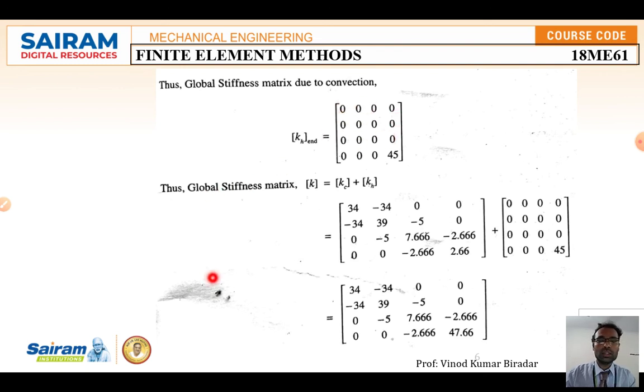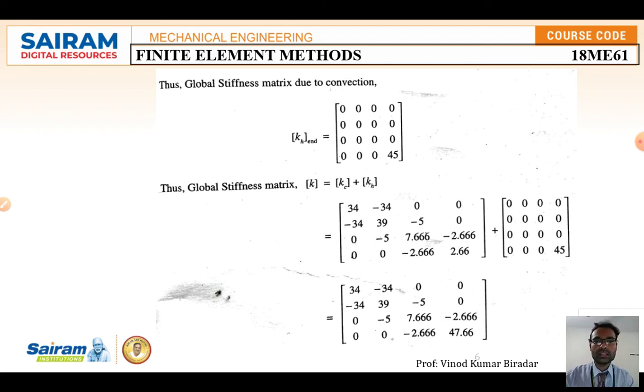Now the real global stiffness matrix is equal to Kc plus Kh, the heat due to conduction and the heat due to convection. So write down the conduction value and the convection value, and if you add these two you are going to get this value: 34 plus 0, minus 34 plus 0, minus 34. So this is the global stiffness matrix for the given composite wall.